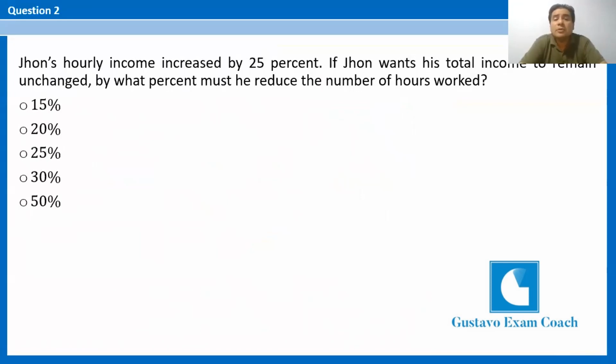John's hourly income increased by 25%. If John wants his total income to remain unchanged, by what percent must he reduce the number of hours worked? There are many unknown quantities mentioned: hourly income, total income, number of hours.